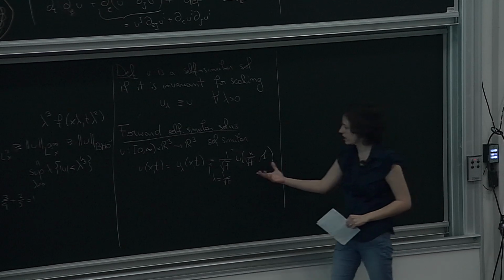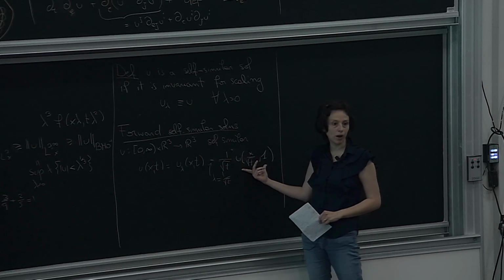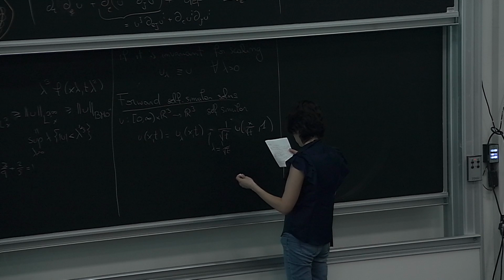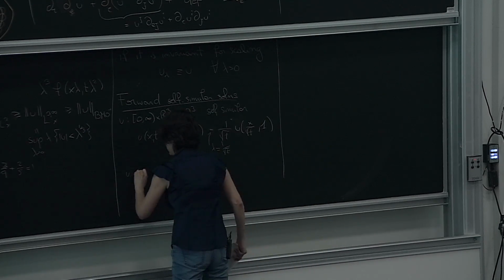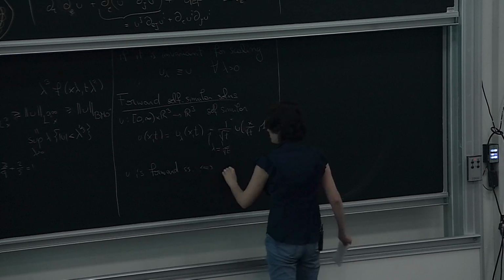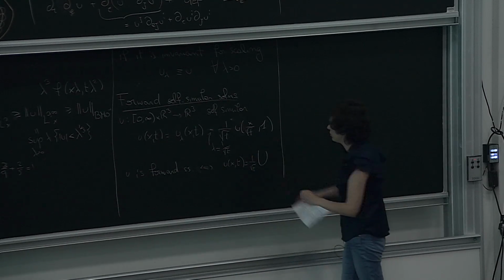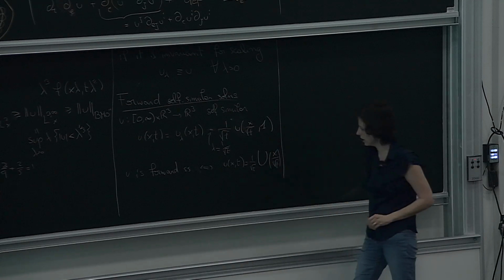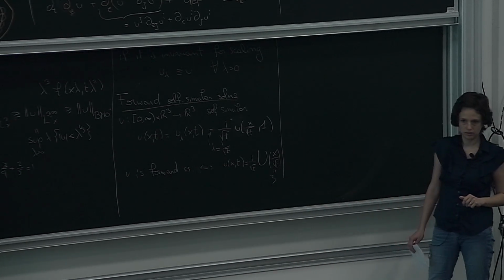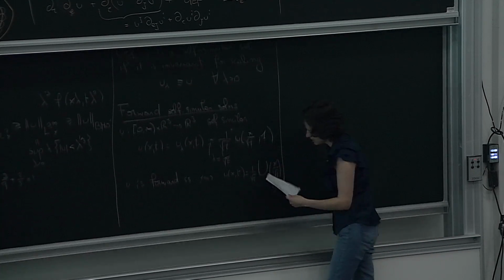Self-similar solutions have a structure. They can be expressed for every time from their representation at time 1. I'll call this representation at time 1 capital U. So u is forward self-similar if and only if it can be represented as 1 over square root of t, capital U of the variable x over square root of t. And this x over square root of t, sometimes I will call this variable psi.